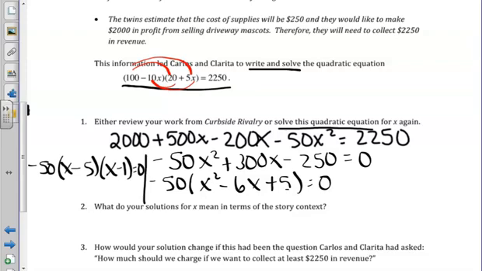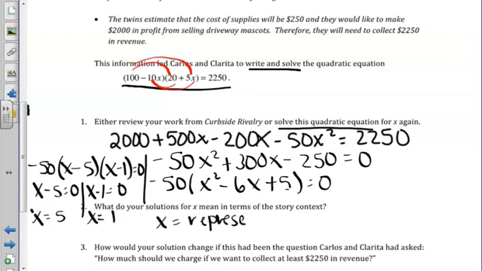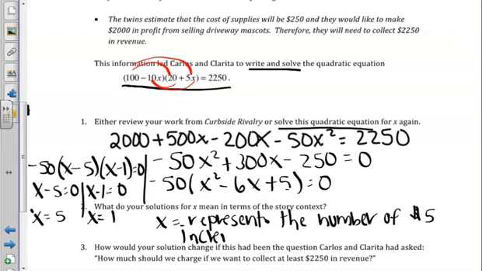Recall that to find our solutions, we set each of our factors equal to 0, and we solve. So I know my solutions are 5 and 1. Then we're asked, what do our solutions mean in terms of the context of the story? Well, the x represents the number of $5 increments in the price for the driveway mascots, okay?